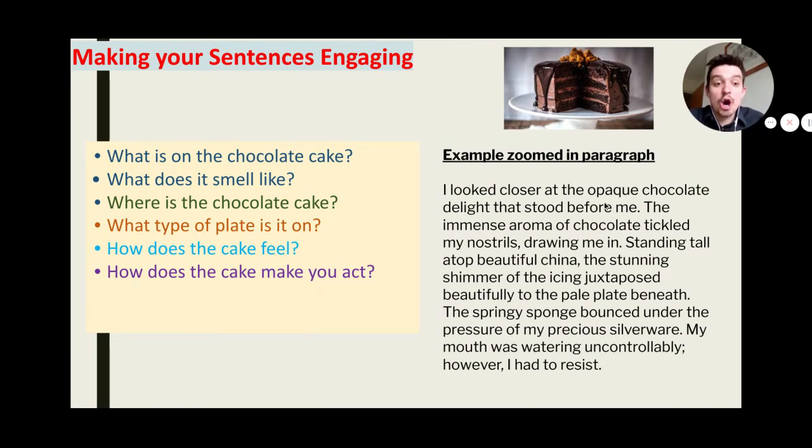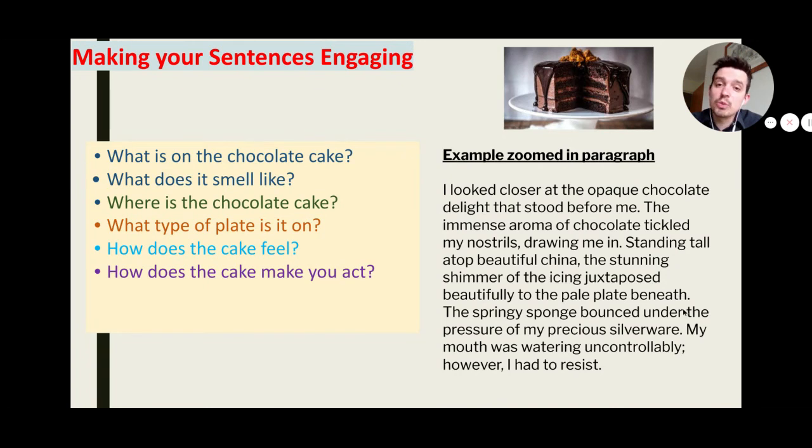I looked closer at the opaque chocolate delight that stood before me. Remember thinking about, we don't always want to use the word cake because if we continuously use that word, we're not showing that variety of vocabulary. The immense aroma of chocolate tickled my nostrils. We're showing the senses, we're not telling them. We've also not just said it was on a plate. You've personified it, standing tall atop beautiful china. The stunning shimmer of the icing juxtaposed beautifully to the pale plate beneath.